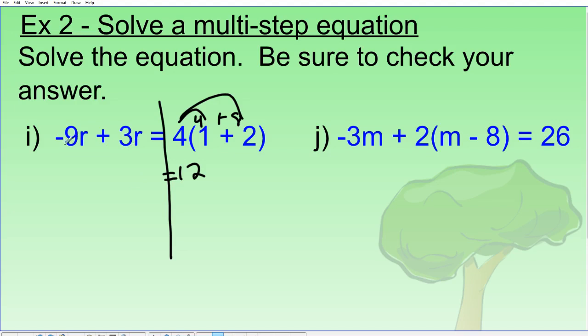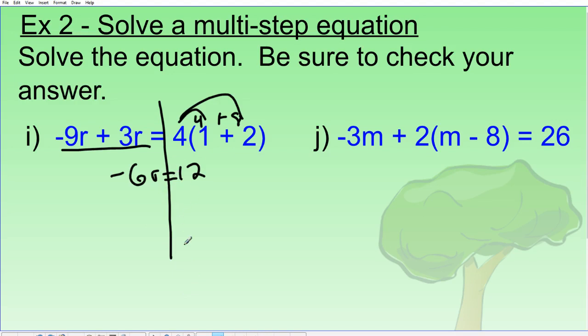On the other side here, actually I can combine these like terms. I have negative 9r here plus 3r there. These guys, when I combine them together, negative 9 plus 3 is negative 6r. So check your first step. If you did this in 2 separate steps or 3 separate steps, that's fine.